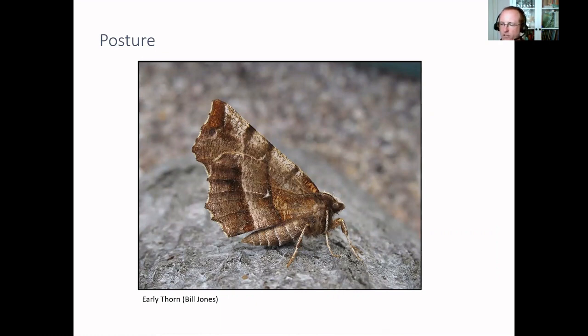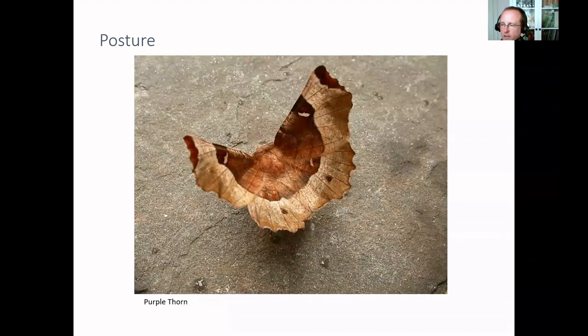that one looks a bit darker, it's a bit more purplish on the outside. Surely that's a good candidate for a purple thorn, isn't it? And then after, I don't know, we'd been trapping probably for 10 years, I found a purple thorn sitting in the tree next to the moth trap, and it's like, oh, that's a purple thorn. You just know straight away, because it doesn't sit anything like early thorn. You are not going to mistake it if it's at rest. It's as simple as that. And I can't actually remember.